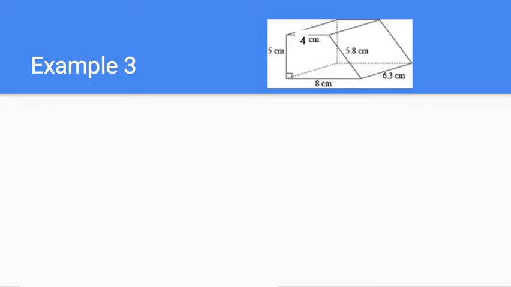So let's look at the very last one. Here I have a trapezoid. So this is a trapezoidal prism. My bases are trapezoids, the other sides are rectangles. So I want to find the area of every single side. And I'm just going to go about and do it the same way.